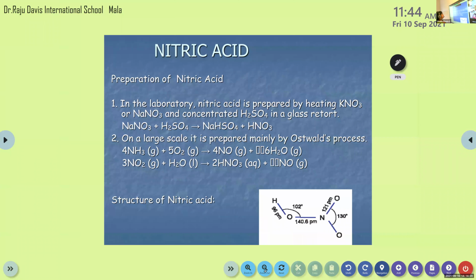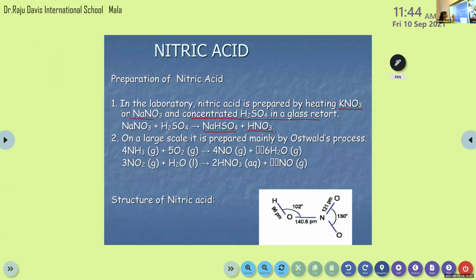So nitric acid, the preparation of nitric acid. In the laboratory, nitric acid is prepared by heating potassium nitrate or sodium nitrate and concentrated H2SO4 in a glass retort. So this sodium nitrate or potassium nitrate will react with sulfuric acid, H2SO4, to form sodium hydrogen sulfate and nitric acid. Okay, this is the laboratory method of preparation of nitric acid. Potassium nitrate or sodium nitrate will react with H2SO4 to form this nitric acid.